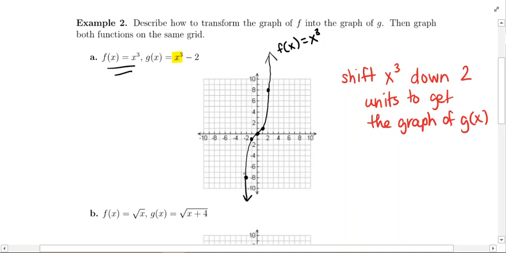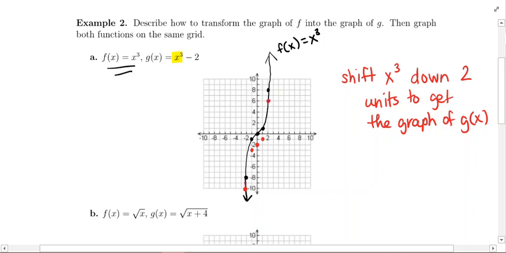We're going to go to each of the key points. We have 5 key points, and we're going to shift down. -2, -8 is going to go down to -2, -10. Then -1, -1 is going to shift down 2 units. It's going to end up at -1, -3. The point at the origin is going to go down 2 units. It will end up at 0, -2. The point at 1, 1 will go down 2 units. It will end up at 1, -1. And then lastly, the point at 2, 8 will go down 2 units. It will end up at 2, 6.